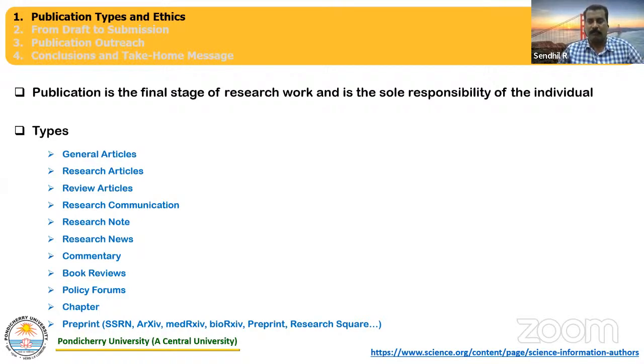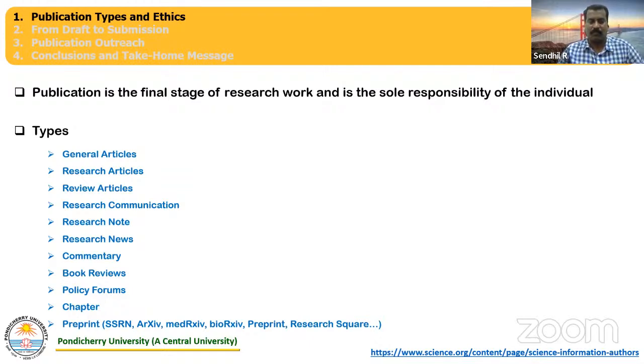Research news is something like a lab in a particular country getting some grant, so that is a kind of research news. A commentary is another form of publication. For example, doubling farmers' income is a mission statement given by the Honorable Prime Minister of India. If you want to write anything about that particular statement, that can come in the commentary category. Then book review, then we have policy forums. For example, if you want to write a policy statement through which you can improve a particular thing in the national agricultural policy, it can be written as a commentary or you can publish it as a policy forum.